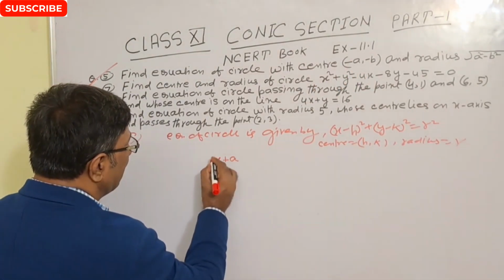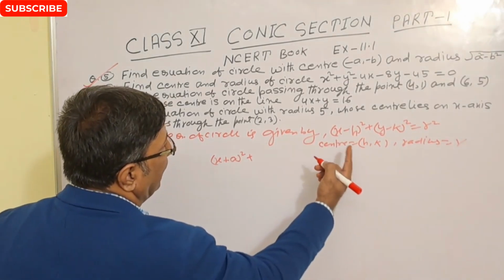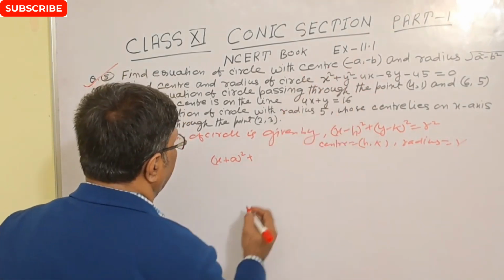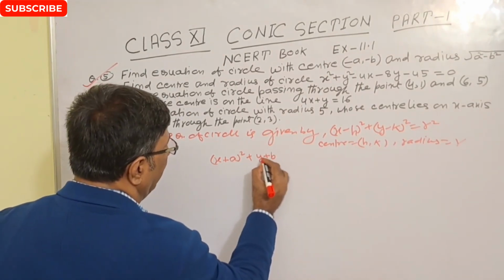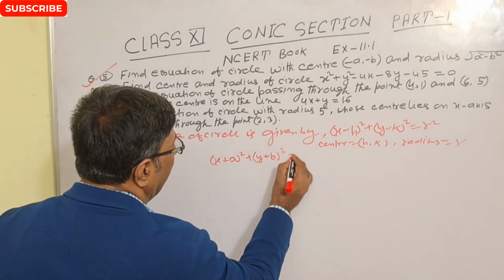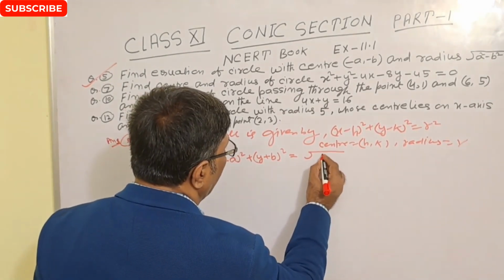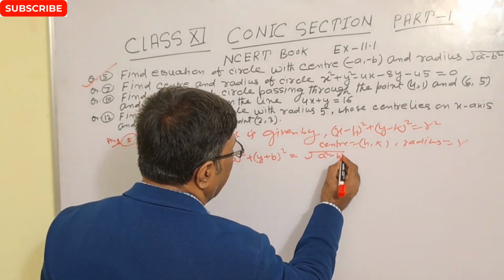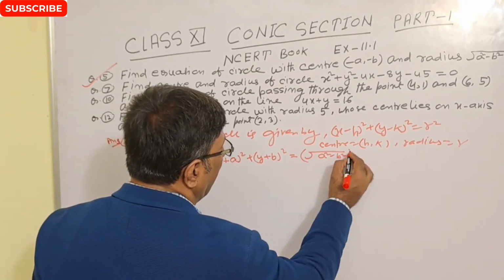So this is x plus a whole square plus y minus k. So what is the k is what? Minus b. So this is y minus minus plus. So this is y plus b whole square equal to r square. R is given root of a square minus b square. This is r. So we have to find r square. So this equal to what?